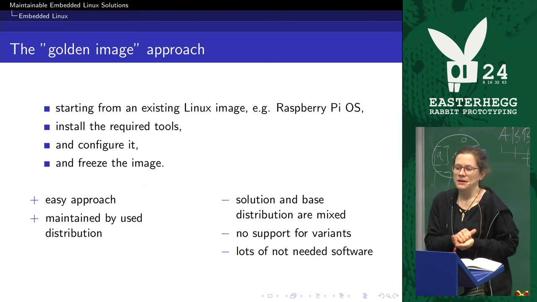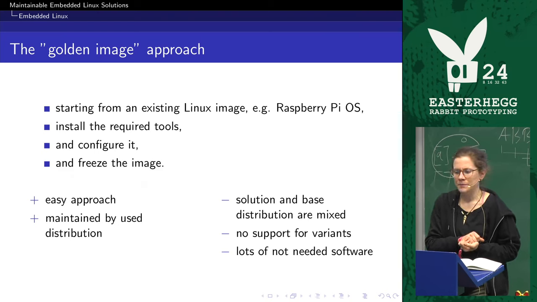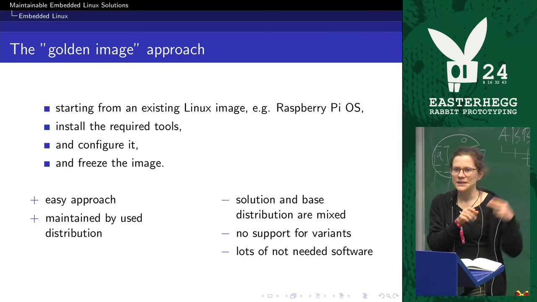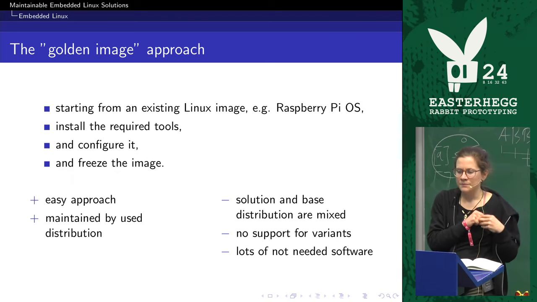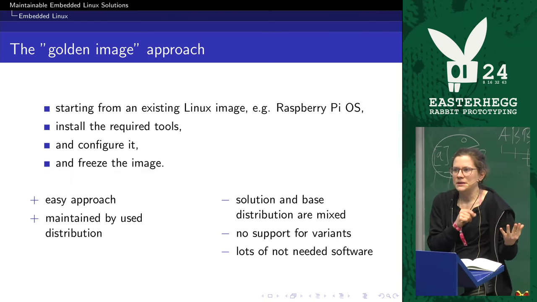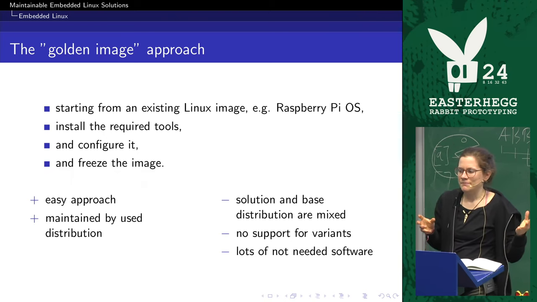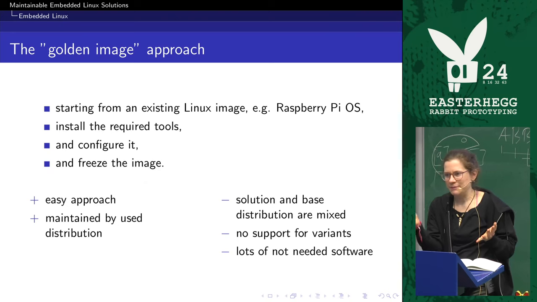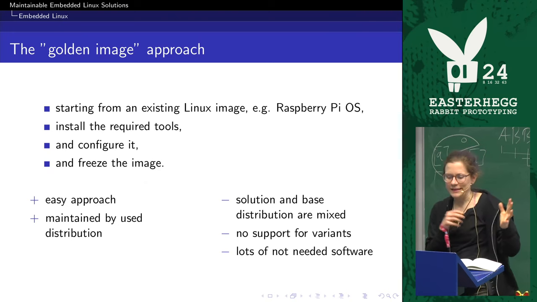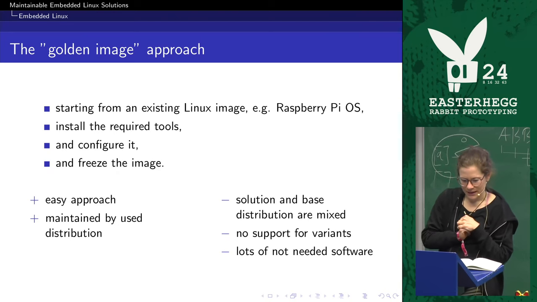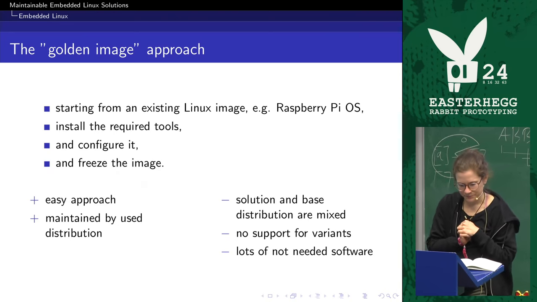Then you're in trouble, maybe. Also, let's say you are building not only one solution based on the one snapshot, but you have very small variants that you want to build. That's also not really supported here, because you cannot just have a very small derivation in your snapshot and have it somehow cleanly documented. So that's also not exactly included here.